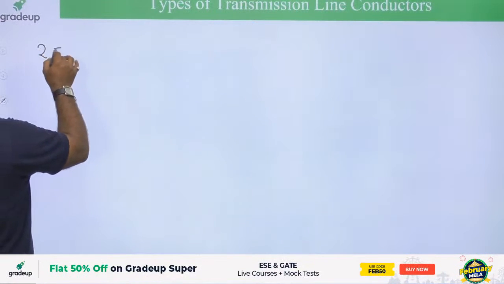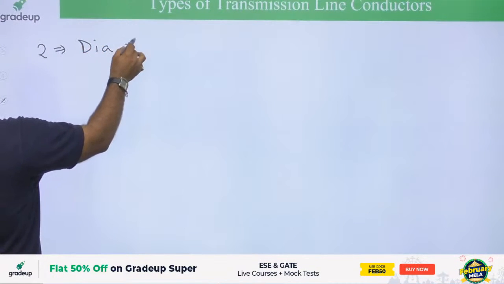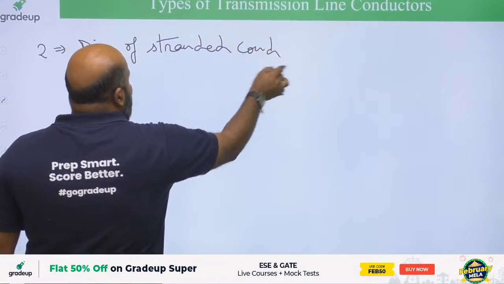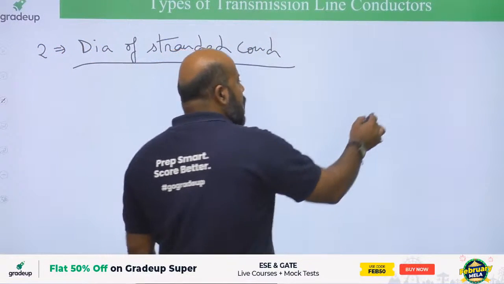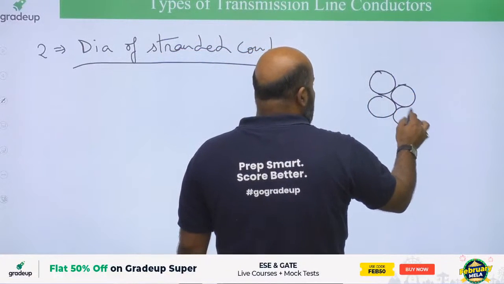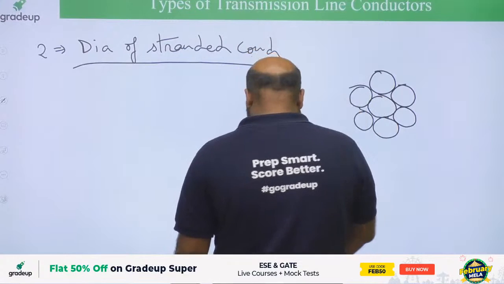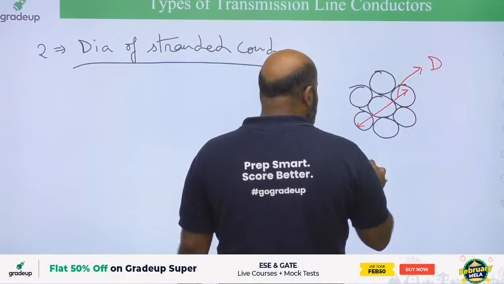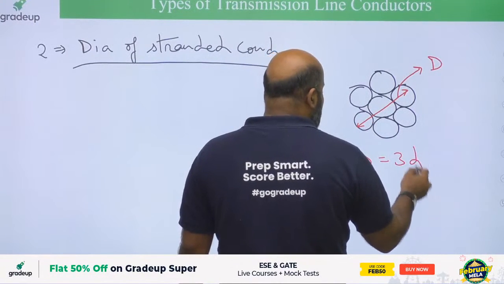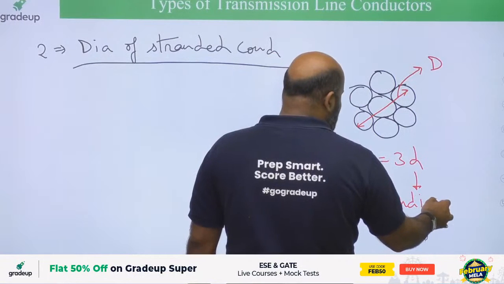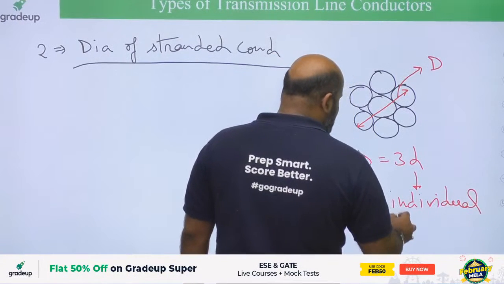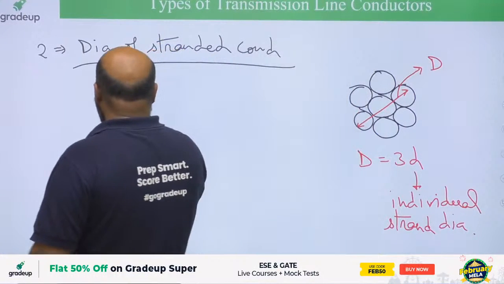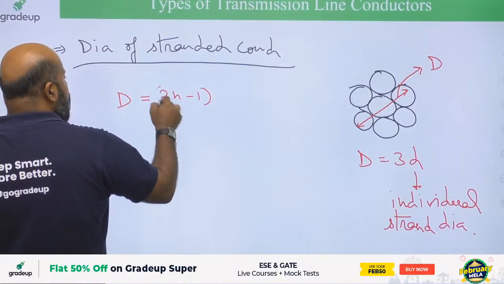After that, you are having the diameter of stranded conductor. When we say diameter of the stranded conductor, what do we mean? Suppose this is a stranded conductor, and suppose you want to find its overall diameter. That overall diameter we are defining as D. Very easily you can write this is going to be 3d, where d is the individual strand diameter. And you have a formula also, that is (2n minus 1)d.